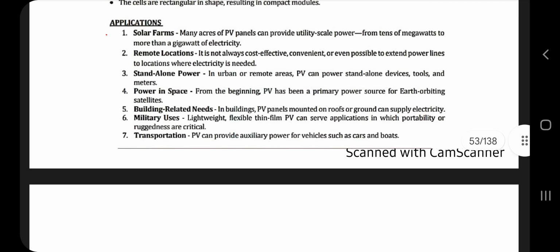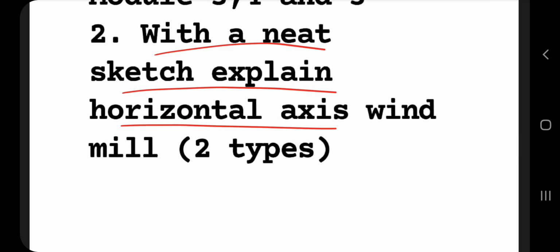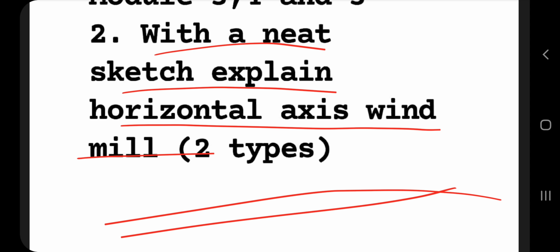And applications also there: solar farm, remote locations, power in space, building materials, building related materials, transportation, and so on. Next we are explaining the neat diagram, the horizontal axis windmill. What do you understand by the term horizontal? Horizontal means like this, right? This is horizontal, okay? That much only you have to remember.